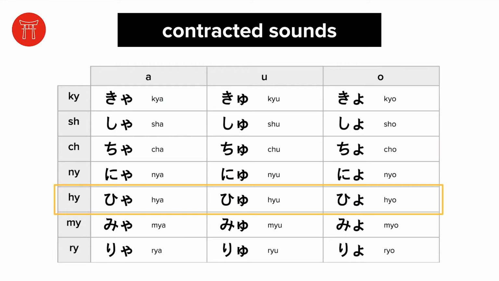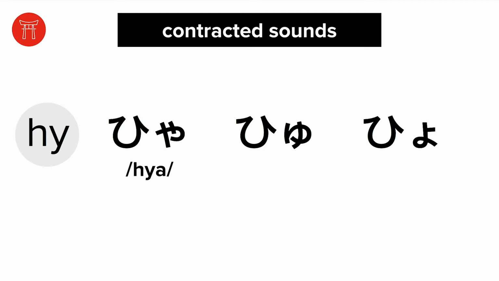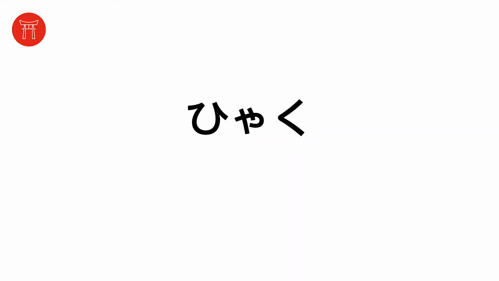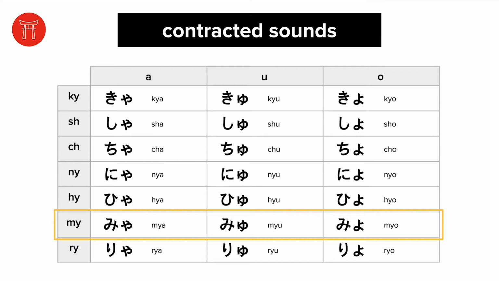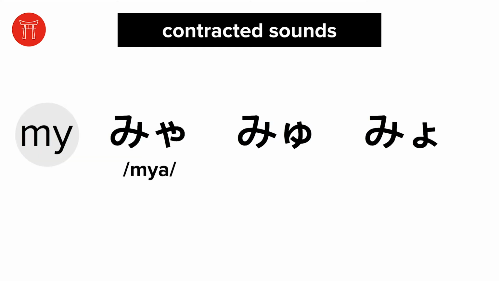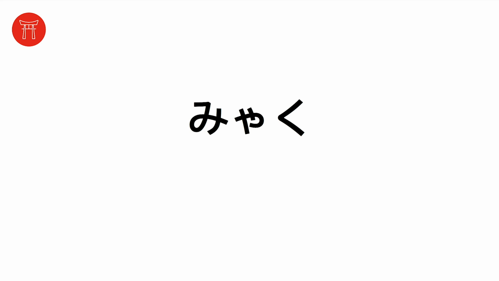Moving on to the next row. This is ひゃ. Can you try the second and the third ones? They are ひゅ and ひょ. Let's practice with this word. 百. It means 100. Next, the ones that start with み are みゃ, みゅ, みょ. As you can tell, みゅ sounds similar to the English syllable found in music, only shorter. Can you try reading this word? 脈. It means a pulse.